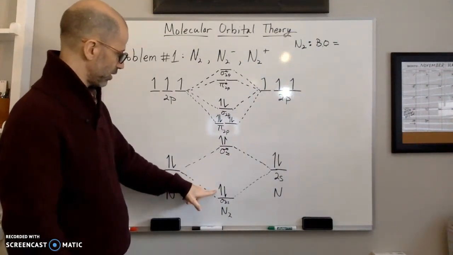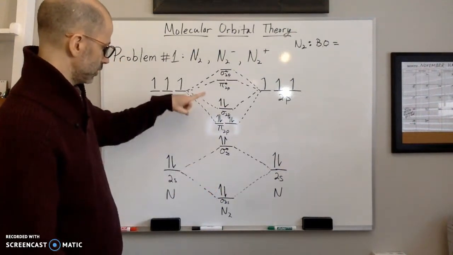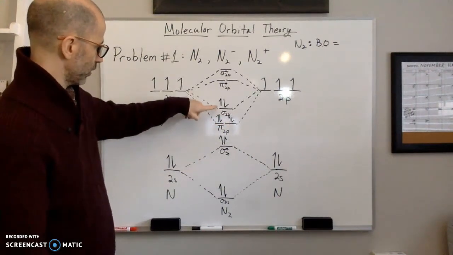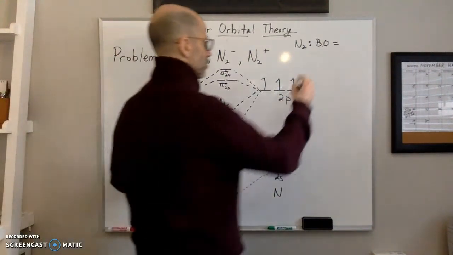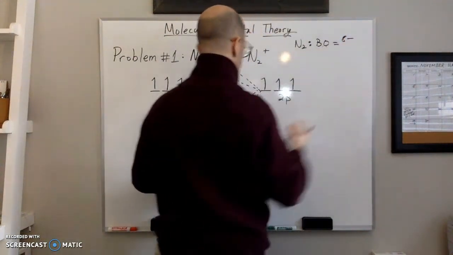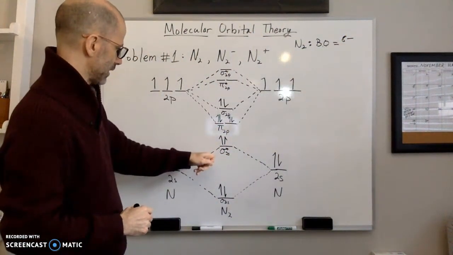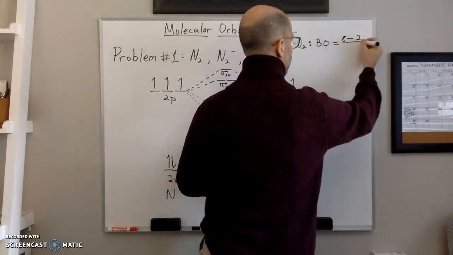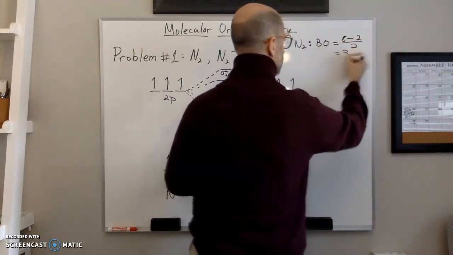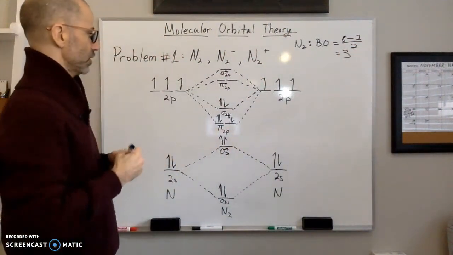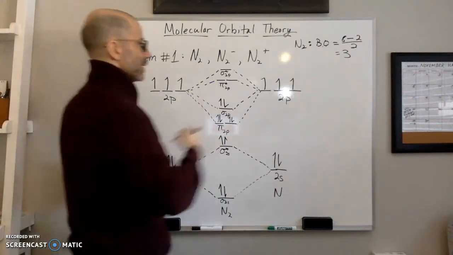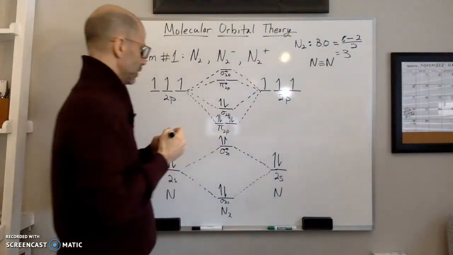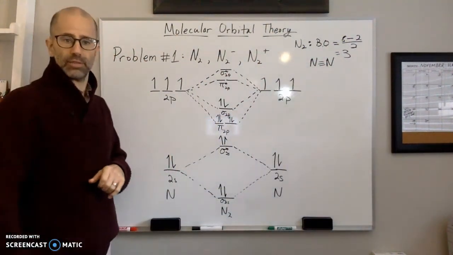We have 2 here, 2 here, and 4 here, so that's 6, and we have 2 here, so 8. So 8 minus electrons in the antibonding. So we have 2 here, and that's it. So minus 2, divided by 2, gives us 3. So 6 divided by 2 is 3. So we would expect our nitrogen to have 3 bonds, and that's what we do get.